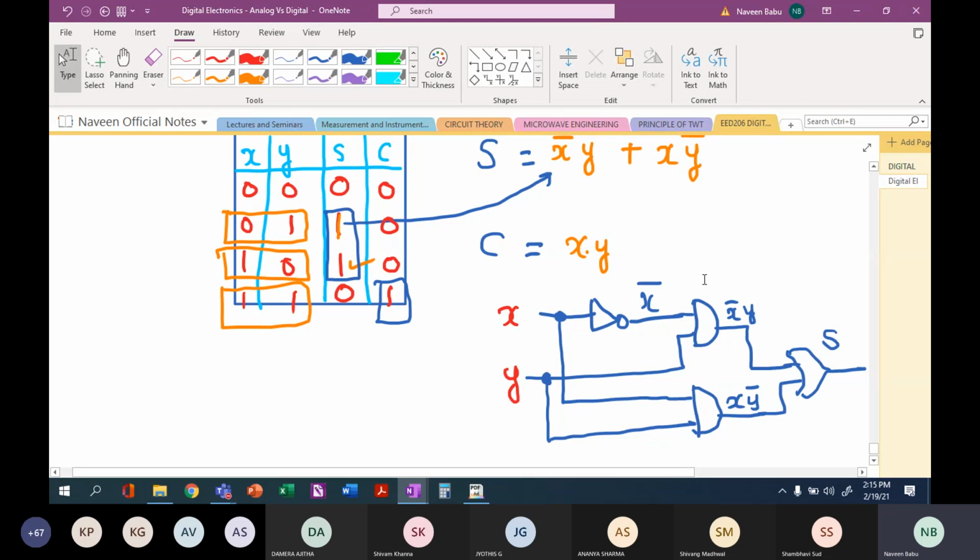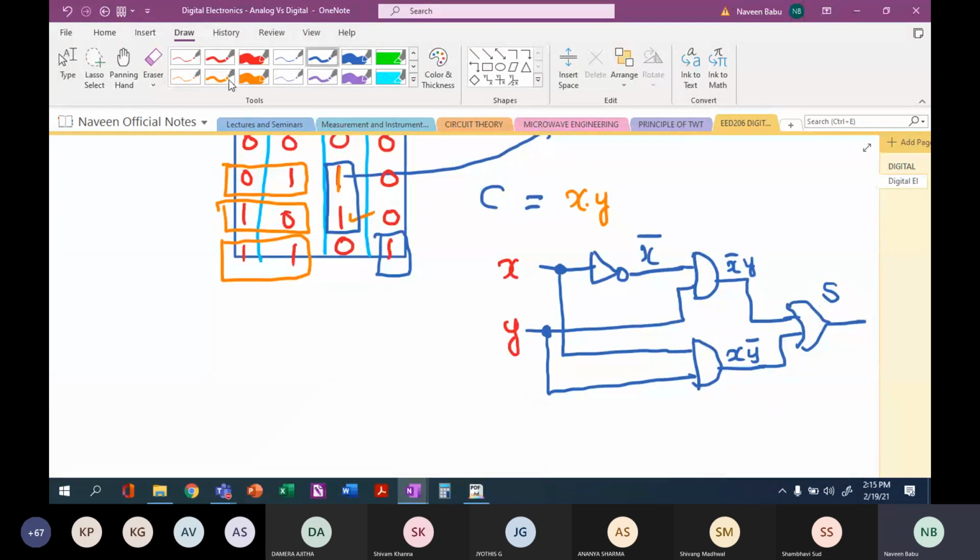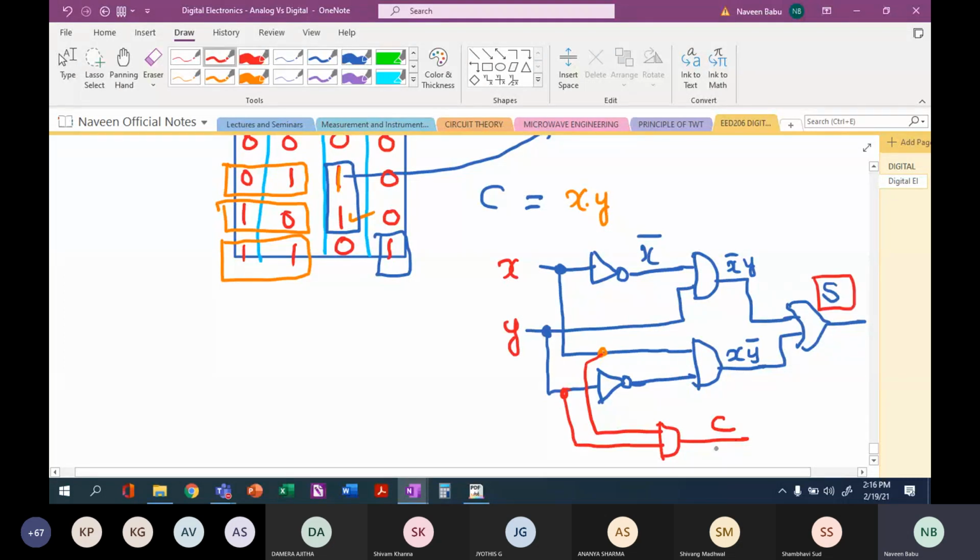Now, what is the carry expression? The carry expression is just x dot y. So, where is x? I'm having x here. I think it is y. I forgot the NOT gate here. So you will have y bar. Yeah. So now what is the carry term? My carry term is just x dot y. So this is my x, and this is my y, right? And of this will be my carry expression. So this will be my sum expression. This will be my carry expression. So this is how a digital circuit is implemented.